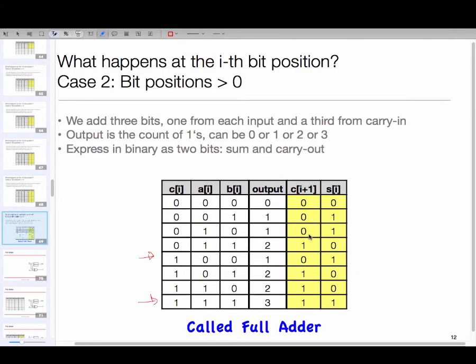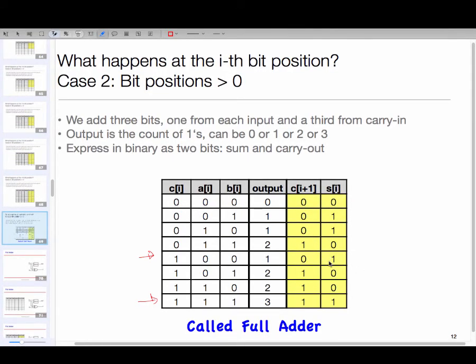So let's look at what's happening out here. Let's look at the sum. So when is sum high? Well, sum is high when the input is 001 or 010 or 100 or 111. Do you see any pattern to it?